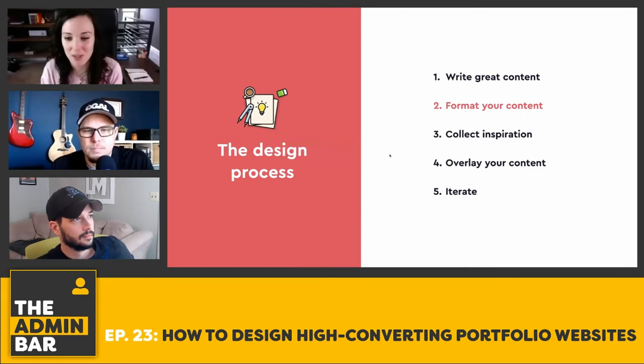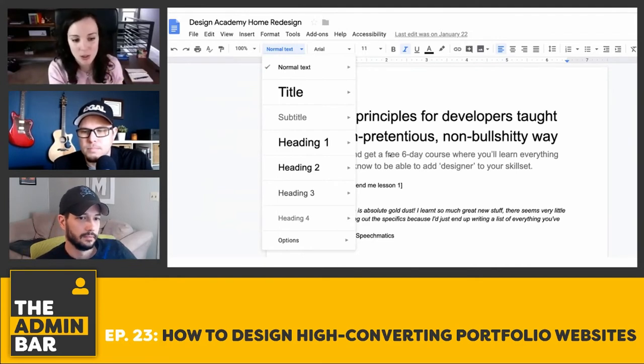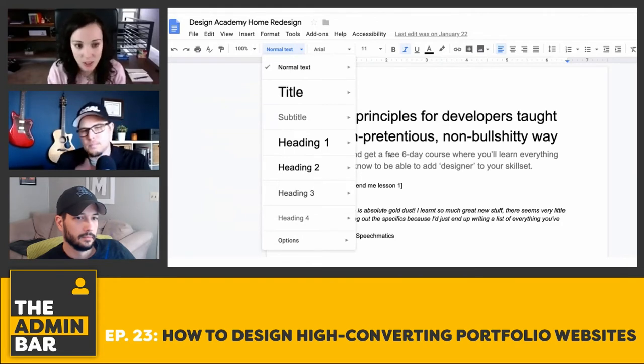So the next step in the design process is to format your content. And this is what we saw in that Grow and Convert example. So Google Docs has formatting already in there. It's got title, subtitle, heading one, bold, italic. It's got numbers, bullets, indentation. Definitely take advantage of this because this is going to really help you when you're designing and when you're trying to make things look good. So once you've written your content, format it and make sure it's readable.